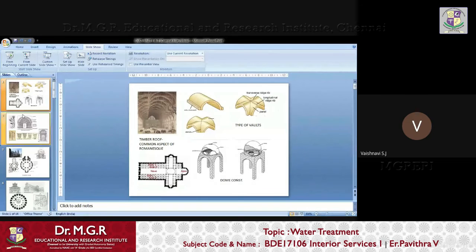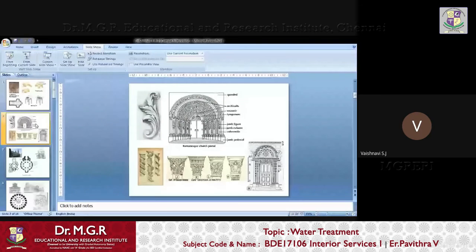And what about this style? Italy, ma'am. I hope it's Italy. Okay. So what is this? The left one.